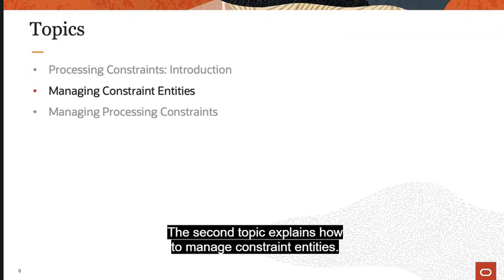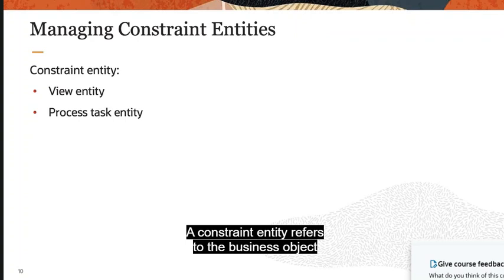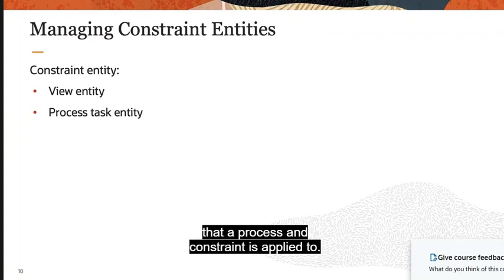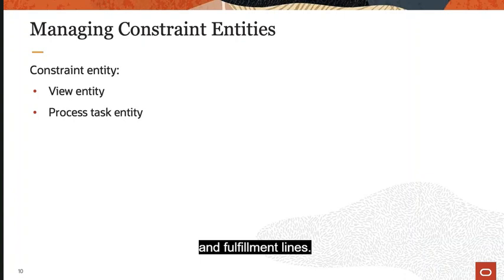The second topic explains how to manage constraint entities. A constraint entity refers to the business object that a processing constraint is applied to. There are two main types. First, view entity. This covers order headers, order lines, and fulfillment lines.